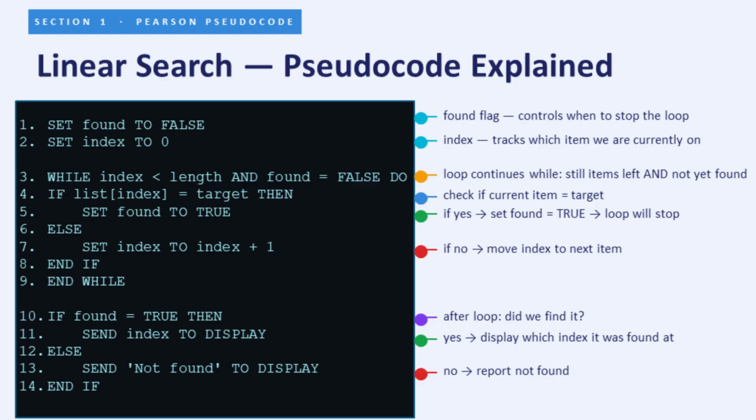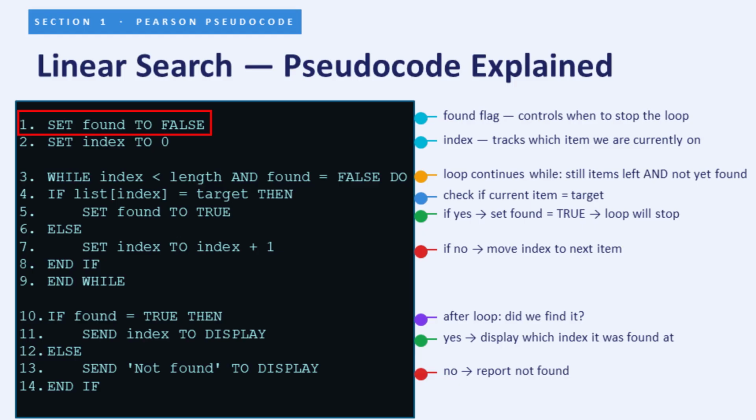Here is the pseudocode. Set found to false. Set index to 0. While index less than length and found equals false do. If list[index] equals target, then. Set found to true. Else. Set index to index plus 1. End if. End while. If found equals true, then. Send index to display. Else. Send "not found" to display. End if. Now let me explain every line.